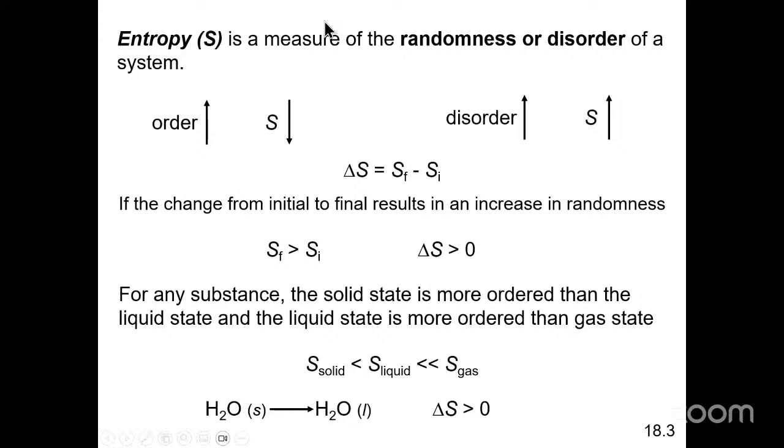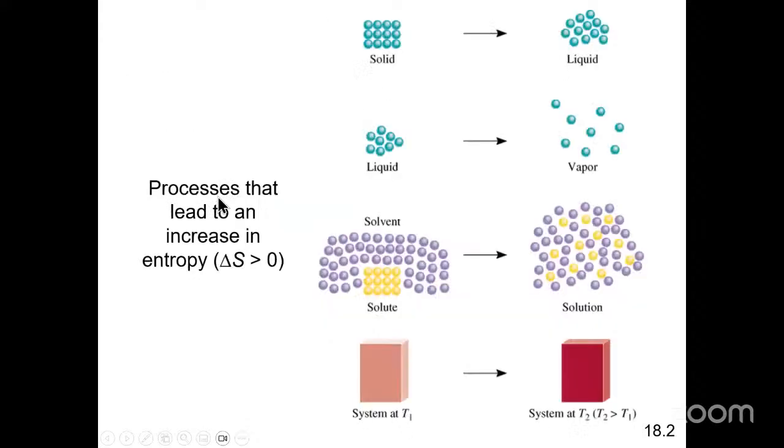Okay, so here are some other examples of situations where there'll be an increase in entropy. We talked about going from solid to liquid already. We all understand what that is all about. We also talked about going from liquid to gas. Again, in those two cases, there's an increase in entropy, so delta S will be positive. Here we have a situation where we have a solute dissolved in a solvent. That would also correspond to a change in entropy that would be positive.